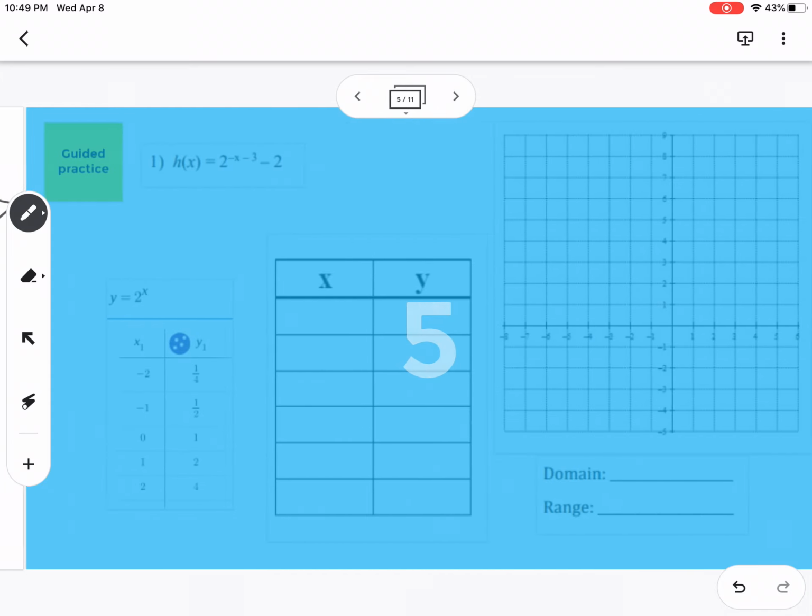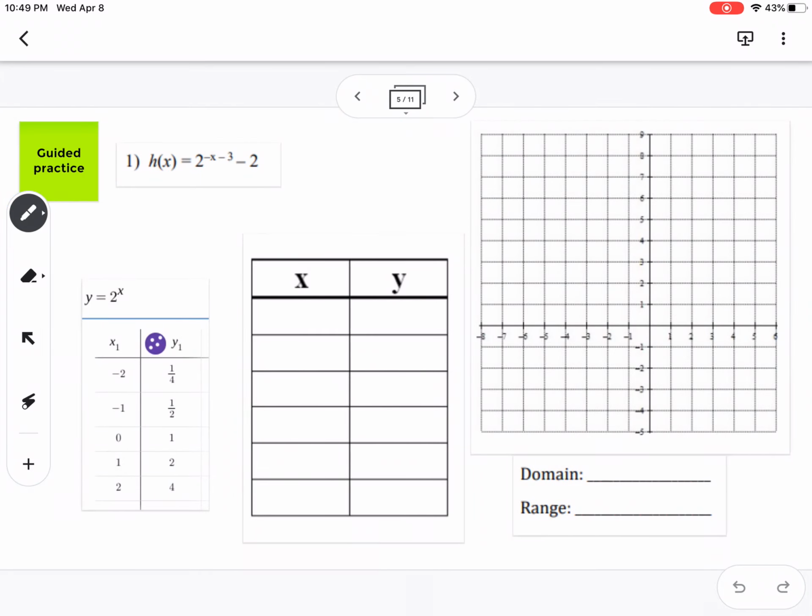Next, just going to try one more, and then you guys are going to try. Okay, so h of x. So let's talk about the transformations first. Okay, so you see the -x, so that's y-axis reflection, right? And that affects the x values, right?